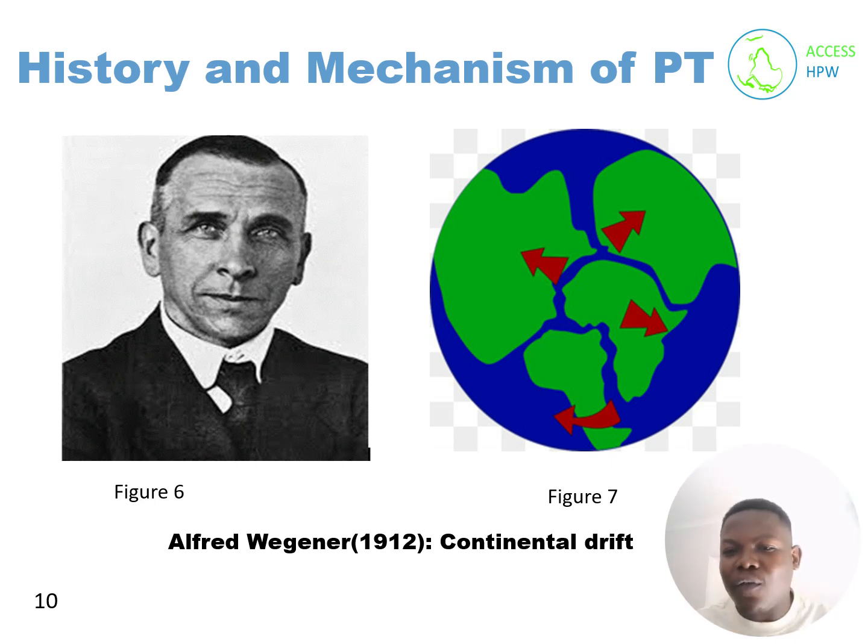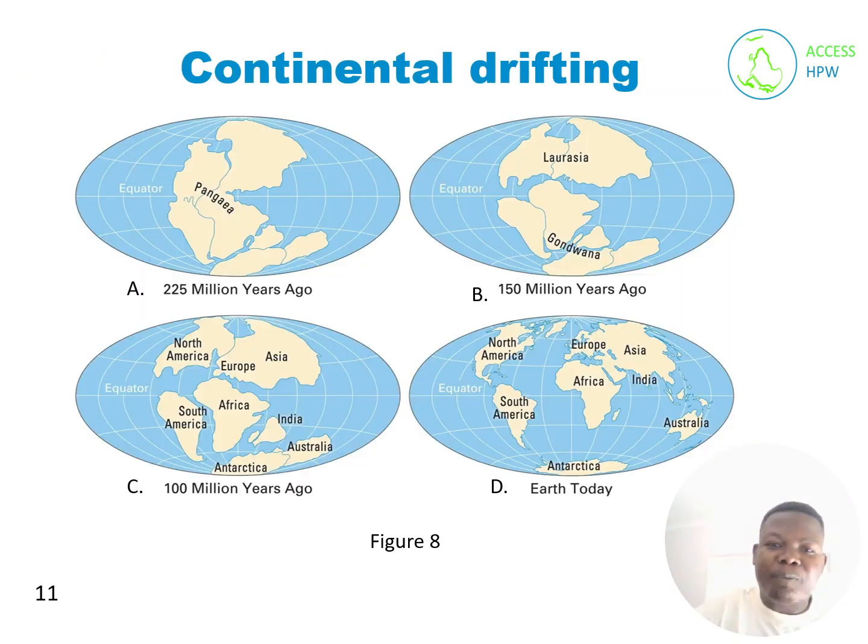In 1912, he came up with the theory which he called the continental drift. In other books, it might be called the Pangaea theory. But in simple words, his theory stated that these plates that we know today are slowly moving away from each other. Whoa.